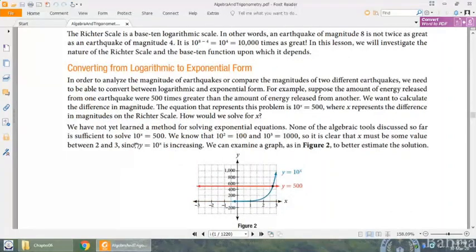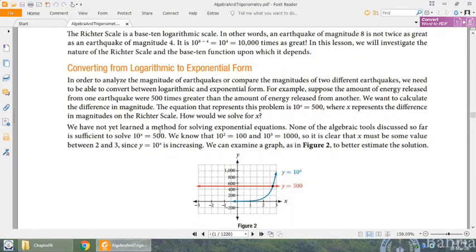You can see here that there's a power: 10 raised to the power x equals 500. They are talking about the difference in magnitude, and how you would represent it in a problem. So 10 raised to the power x is 500, and x represents the difference in magnitude on the Richter scale. So how are we going to solve this?